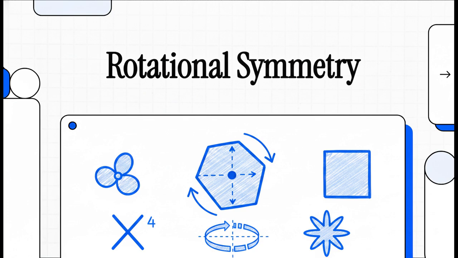Whether you're aiming to absolutely crush your next exam, or you just want to understand the hidden geometry governing the physical world around you, you are in the right place. We are going to break down these concepts step by step.